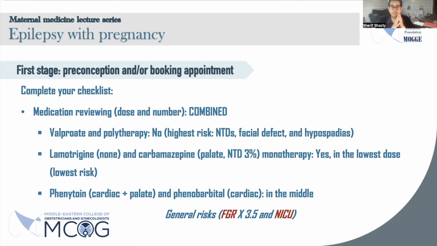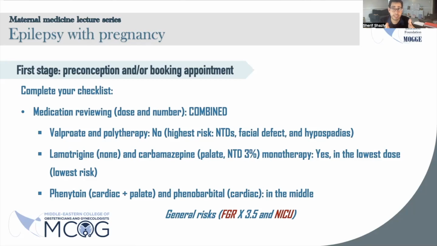Definitely, the worst is valproate. So that's a straightforward answer. Don't use valproate. This is the most famous medication not to be used in pregnancy. And the reason is it really increases the risk of congenital anomalies, and actually even the significant ones. So cardiac anomalies, neurological anomalies, and hypospadias.